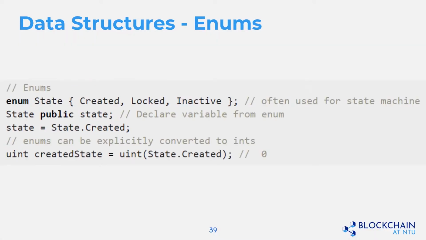Okay, then lastly you have enums. Enums allow you to basically set a variable to be one of several states. You can define an enum called State with Created, Locked, and Inactive. Then you can declare a new variable of this type State, and set state equal to State.Created. If you cast it to an integer type, it returns the index of the value in the enum. Created is 0, Locked is 1, Inactive is 2.